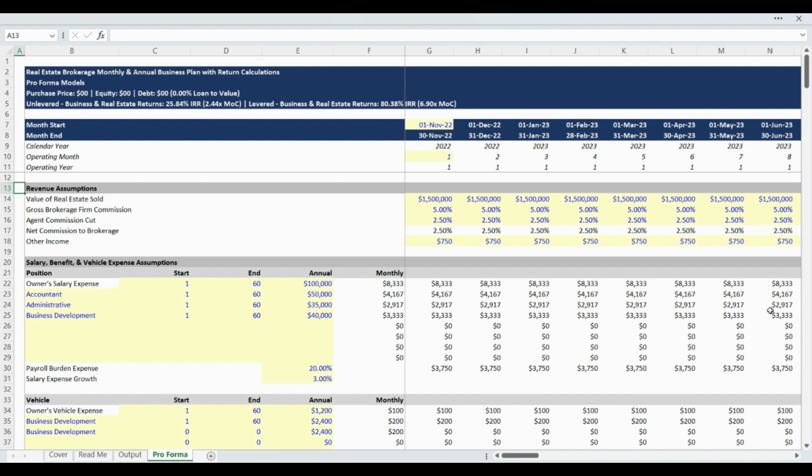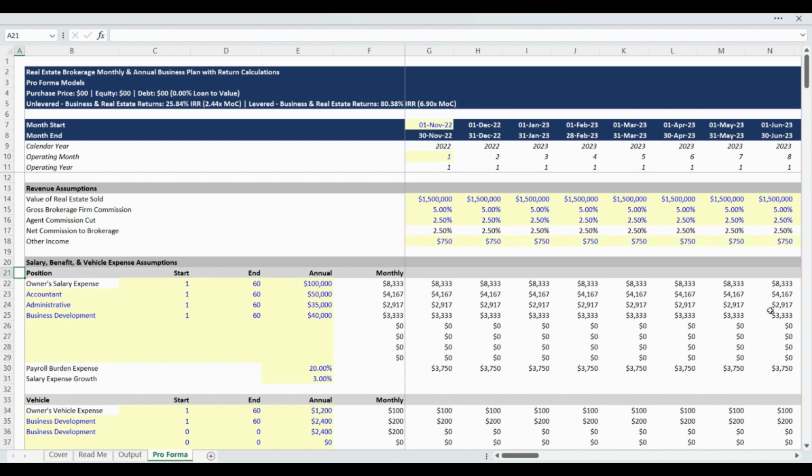An input is also available for any other additional income, such as staging or administrative fees collected from clients. The next set of inputs are for salaries, benefits, and vehicle expenses. Salaries are input with the position as a label in column B, the start month of employment in column C, the end month of employment in column D, and the annual salary in column E.